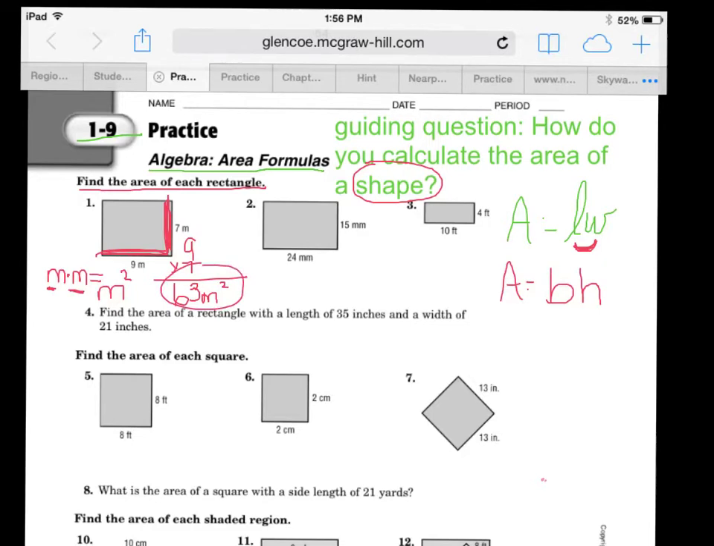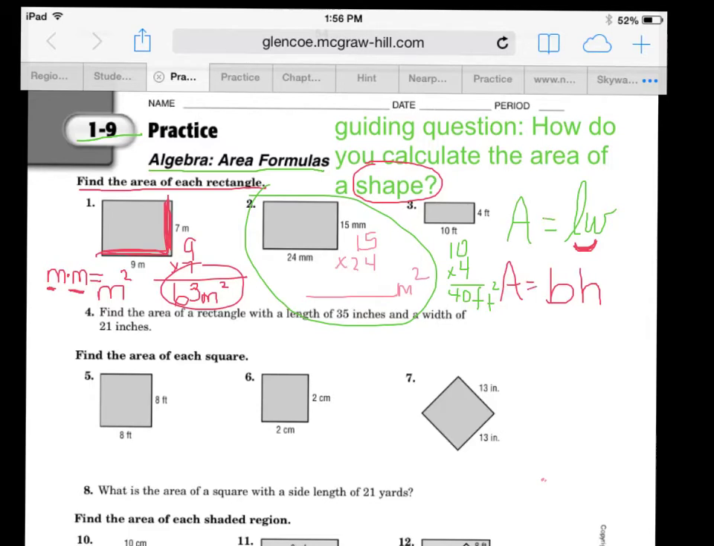Number 2, 15 times 24. I'm going to let you work that one on your own. Make sure that you label it square meters. Number 3, 10 times 4. That's 10 feet times 4 feet. That gives you 40 square feet. I skip number 2. You do not skip number 2. You need to be sure to calculate that in your notes.